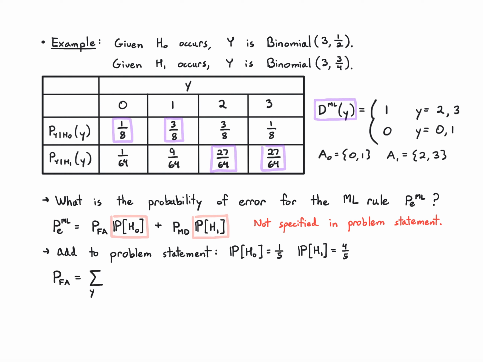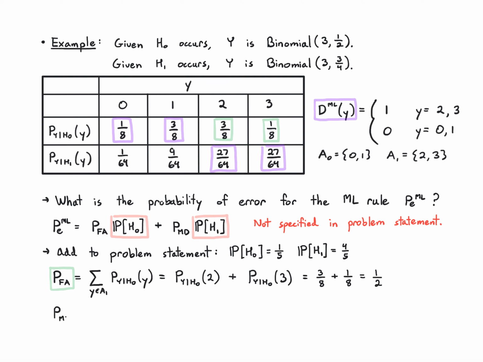Okay? And so now I have the probability of false alarm. I'm just adding up over A1 the probability of y given H0. That's the definition of false alarm. It's where I think it's 1, but it actually came from 0, so I add up the conditional PMF for 0. So for A1, which is going to be 2 and 3, I'm going to get probability of y given H0 of 2 plus probability of y given H0 of 3. Okay, and that's going to be 3/8 and 1/8. Okay, and that's going to be 1/2. Okay, so those are the green entries in the table.